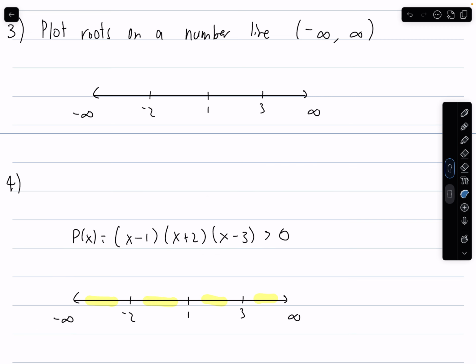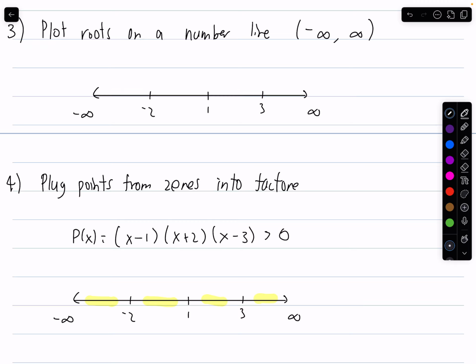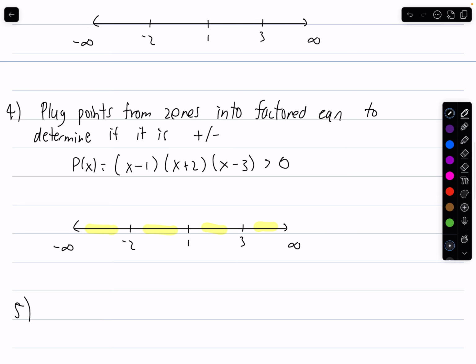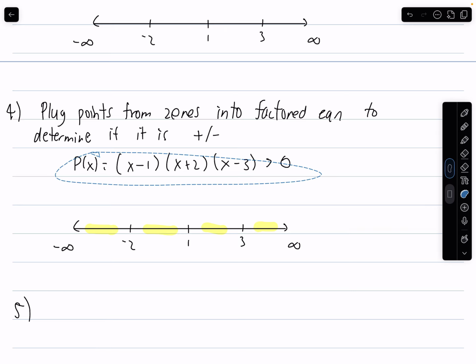I'll show you what I mean by that in the example. But here we're going to plug points from zones into the factored equation to determine if it is positive or negative. So we're going to plug those zones in. And then step 5, we're going to look at our polynomial equation.